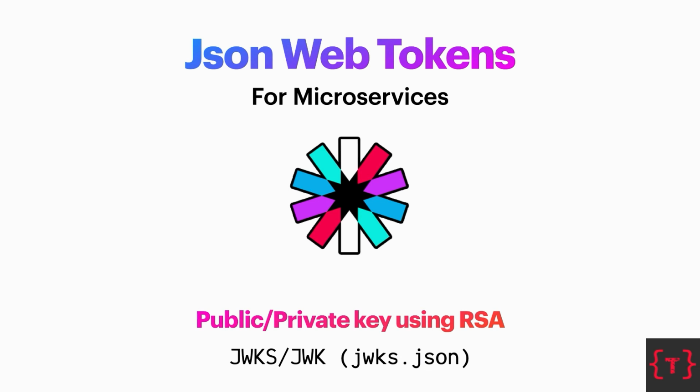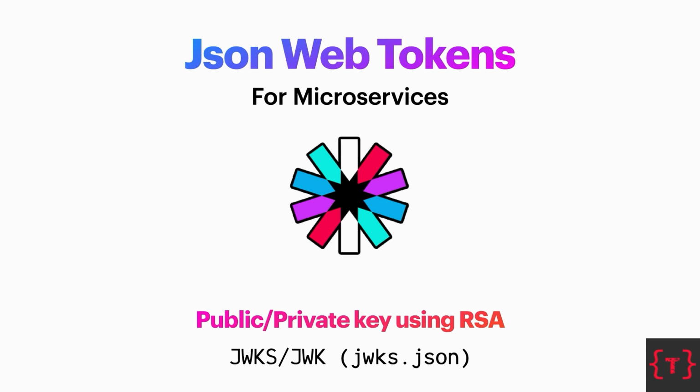So in this video, let's see why we should not use simple secrets, or rather the same secret, to sign our JWTs and verify our JSON Web Tokens, but instead should be using a public and private key pair. That is, the private key is used to sign the JWT and the public key is used to verify the authenticity of the JWT.